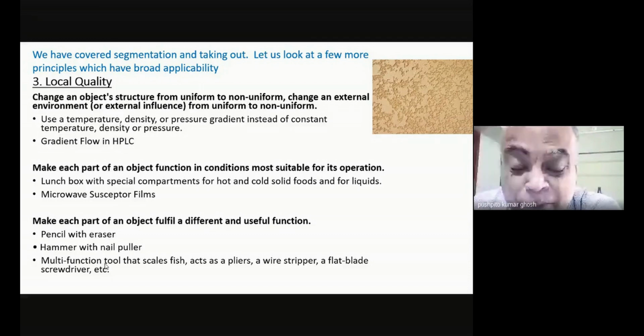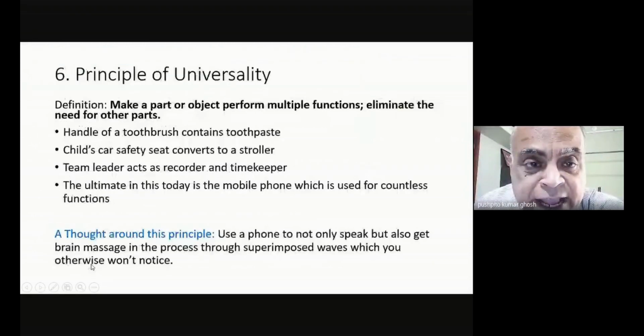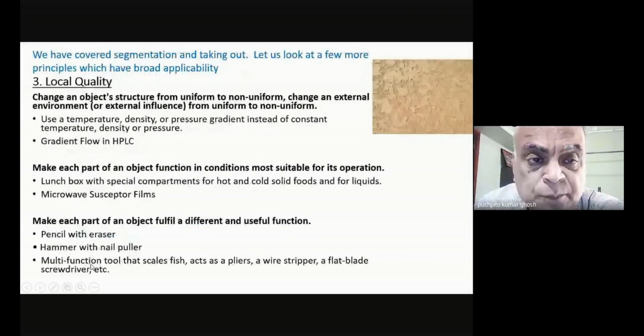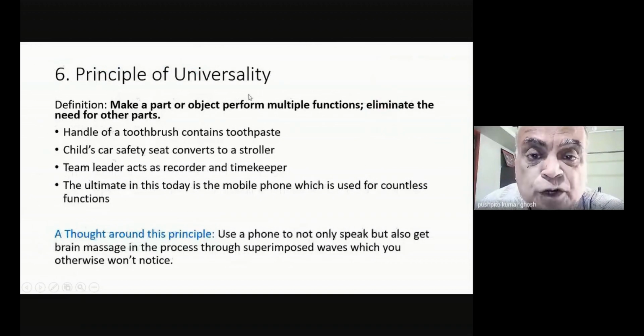So when you look at these principles, look at these in a very imaginative way. Do not look at these things in a very mundane way. Then you will not be able to innovate. But once I'm able to see all kinds of things as an opportunity around going from uniform to non-uniform, you'll probably end up inventing. Okay? Now, take another principle. Let's say the principle of universality.